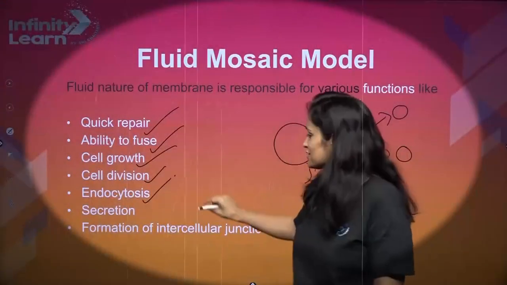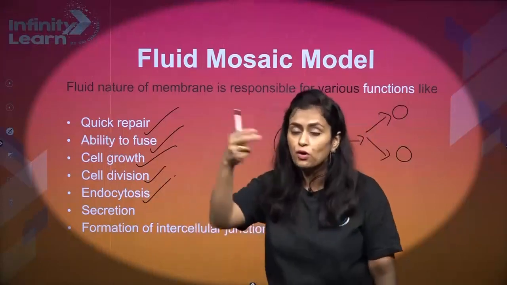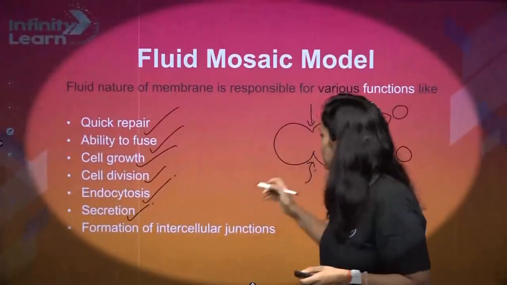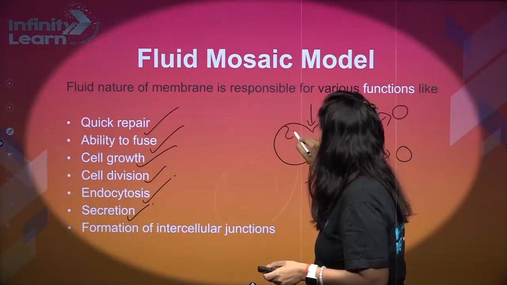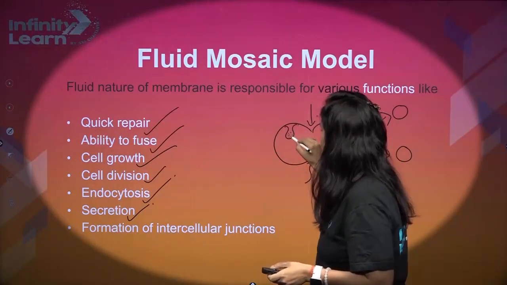Endocytosis. Endocytosis is a process of bulk transport inside the cell, right? So the plasma membrane will actually pinch out like this and it will have the molecules.